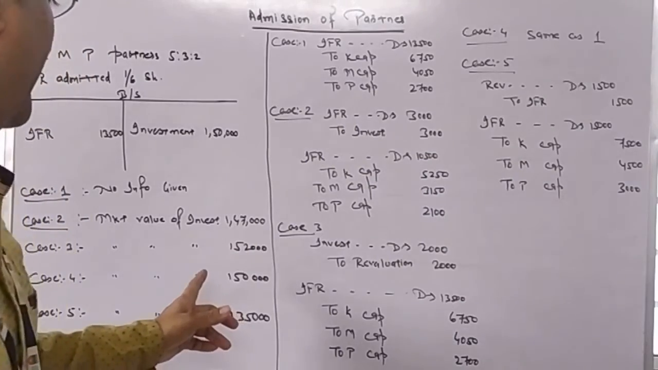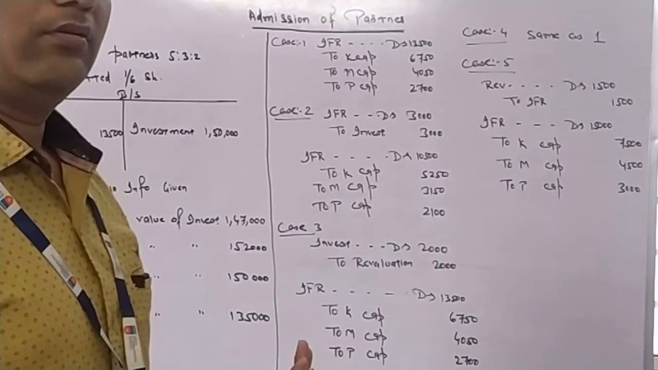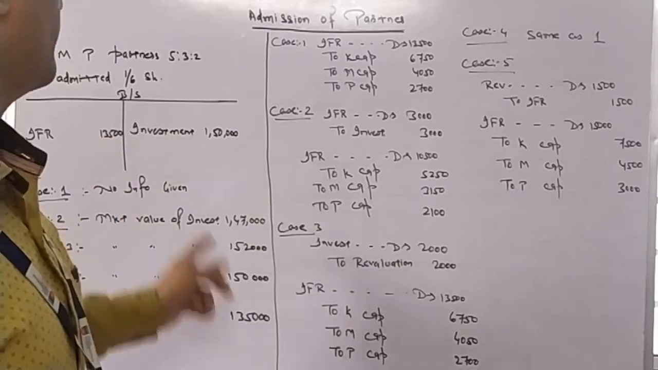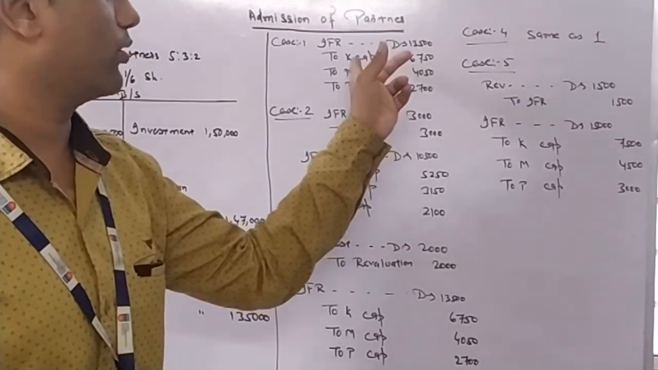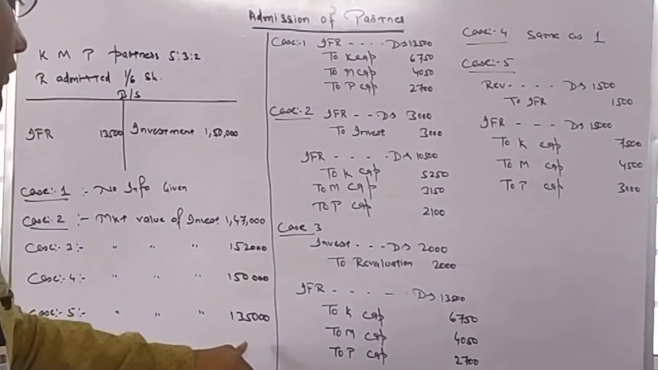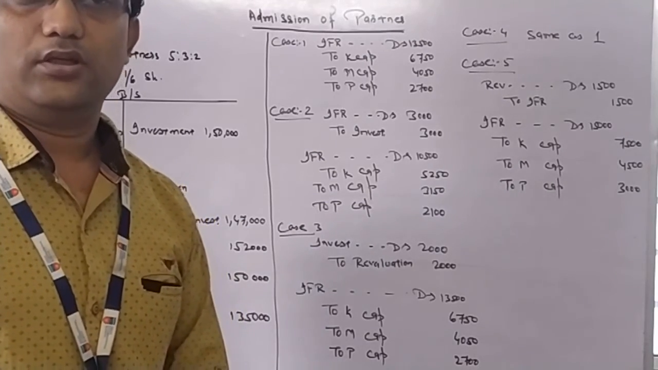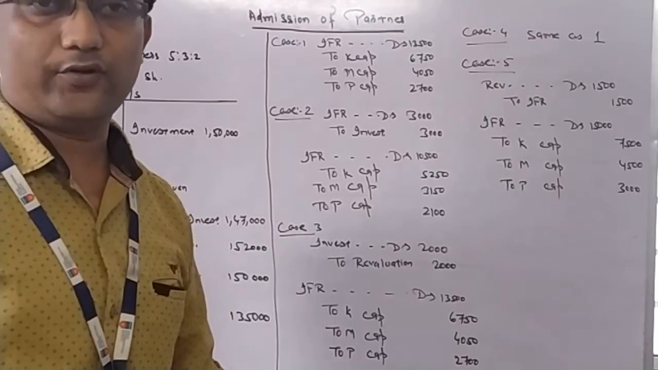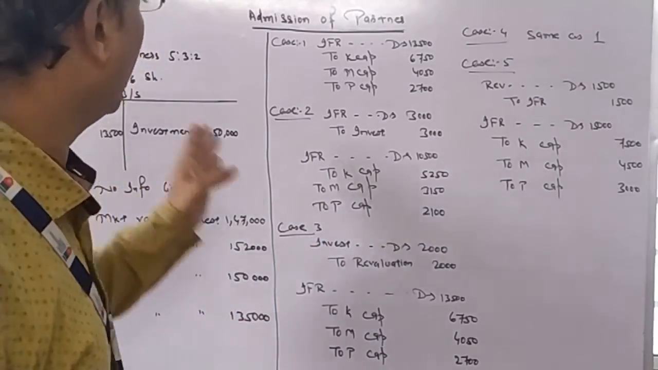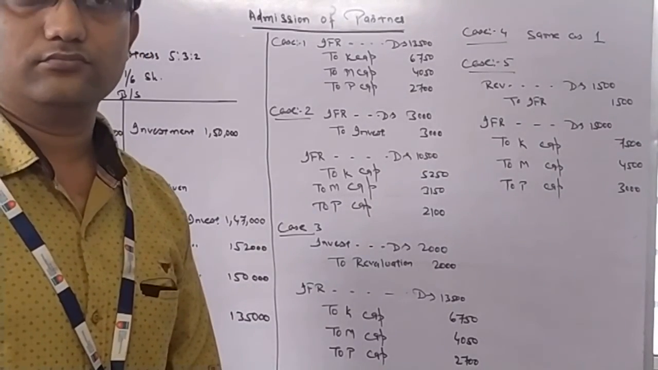Case 4. If my investment value is 1,50,000, same as case 1. It was 150, it's now 150. No need to change. The whole 13,500 will be distributed among all partners. So the same case 1 entry will be there. And case 5. Investment value becomes 1,35,000. It has been reduced from 1,50,000 to 1,35,000. That means 15,000 loss is there. And I have only a reserve of 13,500. So first I need to create 1,500 more reserve.